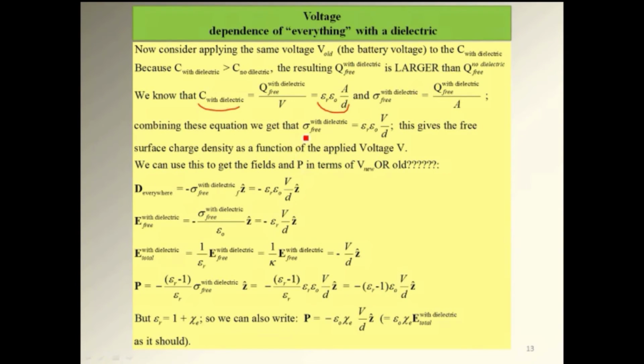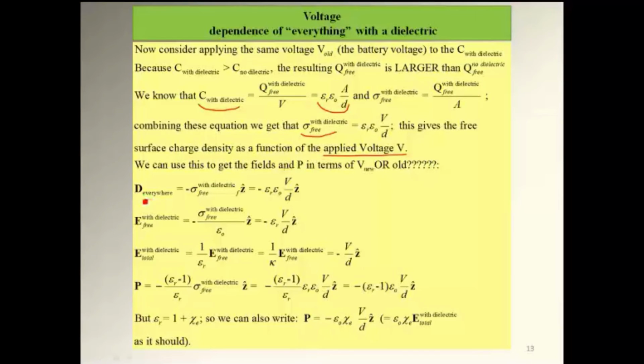What we get then is the sigma with the dielectric, the free charge sigma, is equal to this quantity here. So epsilon r, epsilon 0, V over D. This gives the free charge density as a function of the applied voltage V. And that's what we're trying to do. We're trying to get the voltage dependence of all these parameters, fields. Given that we have the free charge, we can start looking at the D field, the E field, and the P. And so let's do that in terms of voltage.